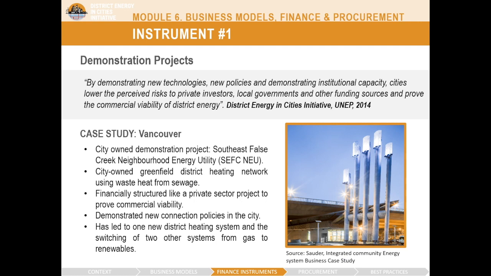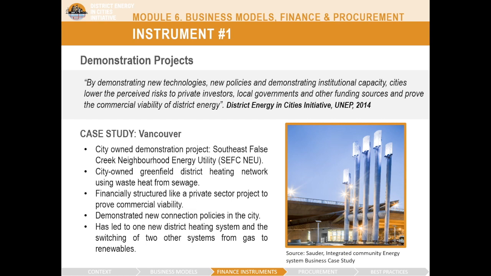The Southeast Falls Creek Neighborhood Utility is city owned and supplies district heating using waste heat sources like sewage. This project is financed like a private sector project to prove commercial viability. It has also been used to test and implement new connection policies in the city. The success of this project has resulted in one additional district heat network to be privately developed in the city. The owners of two legacy steam heat systems also are establishing plans to convert from natural gas to renewable sources of energy.